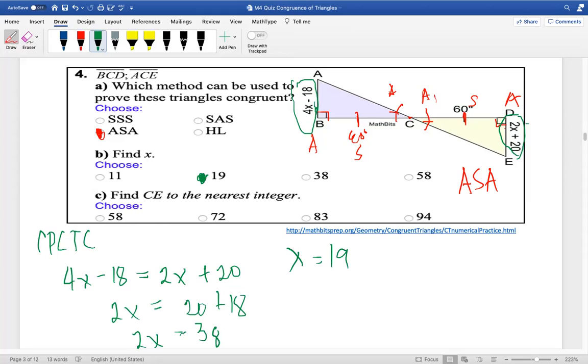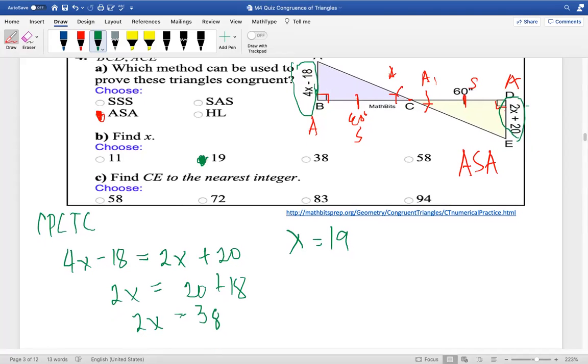And in letter C, find CE to the nearest integer. So here we go. Now, how are we going to find CE, and where is CE? So let's just clean up our solutions. But we knew that these two triangles are congruent already by ASA, okay?